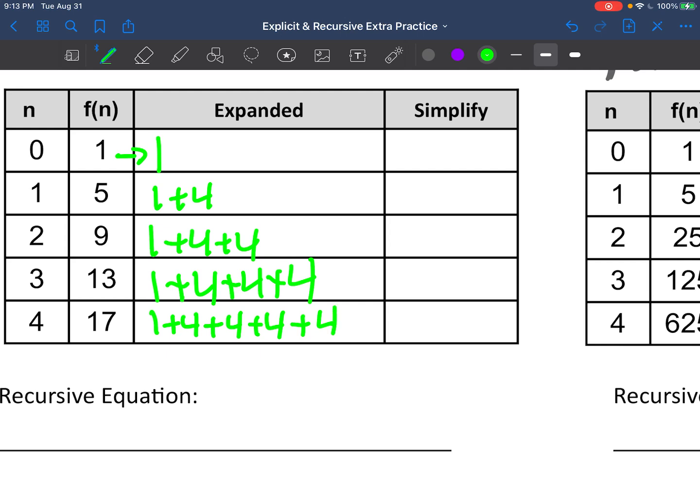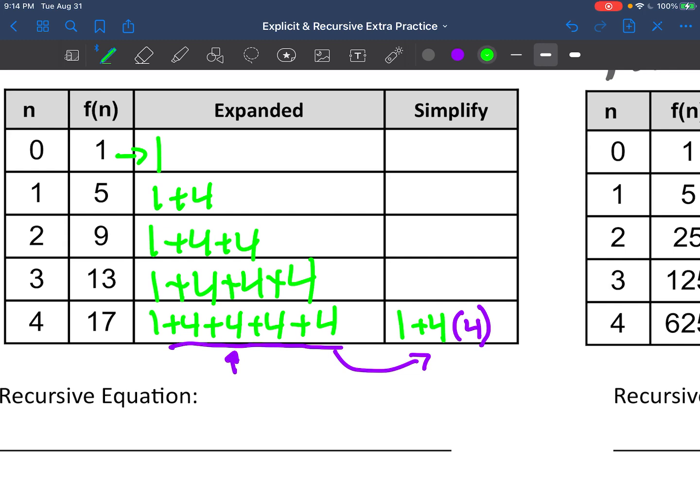Now I need to simplify this. I want to condense how many times I'm adding this 4 into something a little bit more manageable. I only use the 1 once, and then I have plus 4. Now if I added 4 four times, that means I did 1 plus 4 times 4. Since I added here, I will multiply in my simplifying. It's just a regular number, not an exponent. Exponents are only used when you are multiplying. That's the only time you use your exponents.